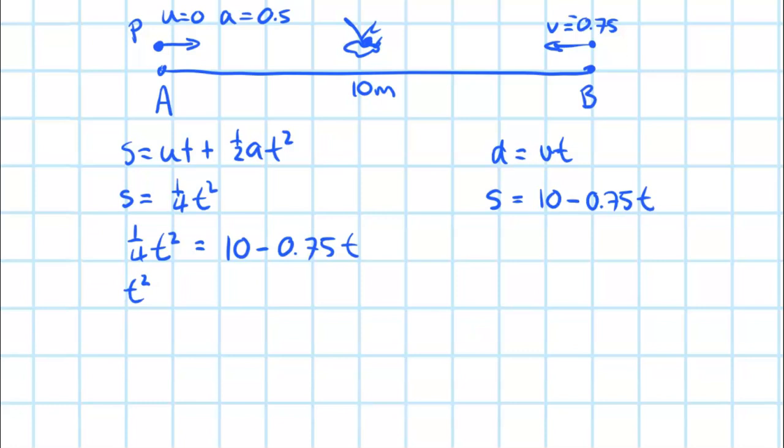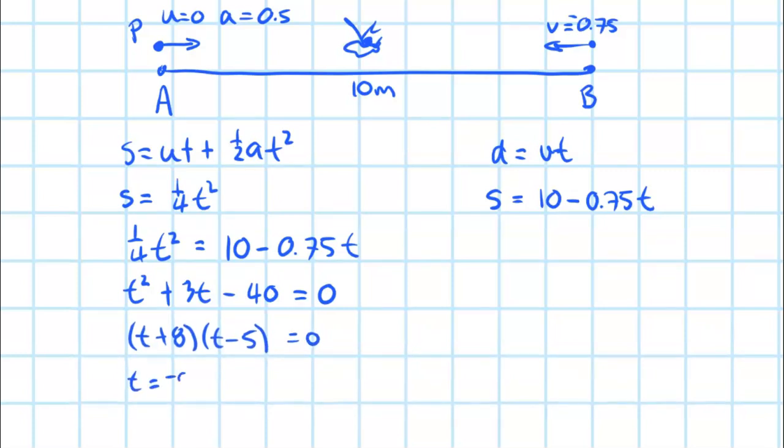Let's rearrange at the same time. So we've got minus 3t, we take it over, we get plus 3t, and we've got plus 40, so we take it over and we get minus 40 equals 0. So we're just making a quadratic again that we can solve. What multiplies to negative 40 and has a difference of 3? 5 and 8. So we have (t + 8)(t - 5) = 0, which gives us a time of negative 8, which we're going to reject, or a time of 5 seconds. That's when they collide, at 5 seconds.